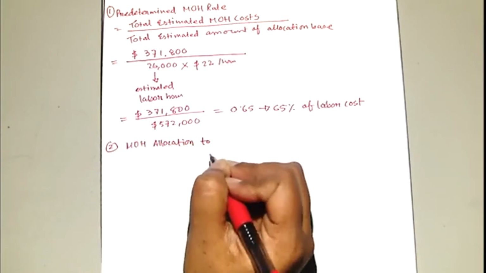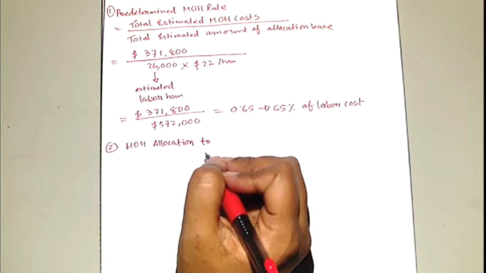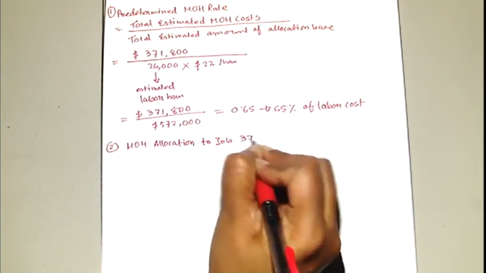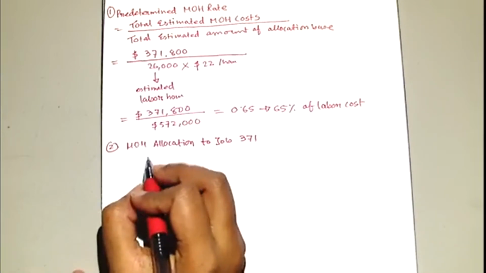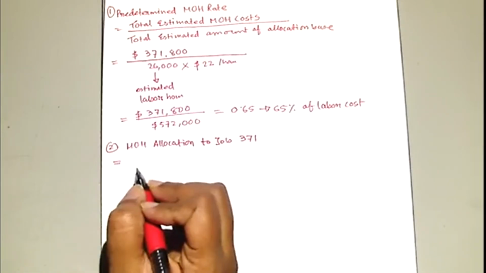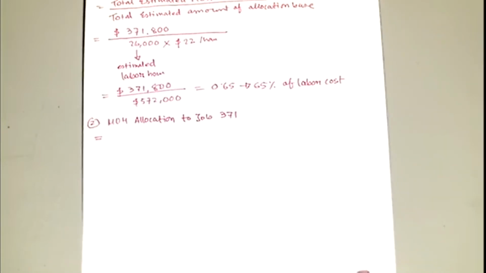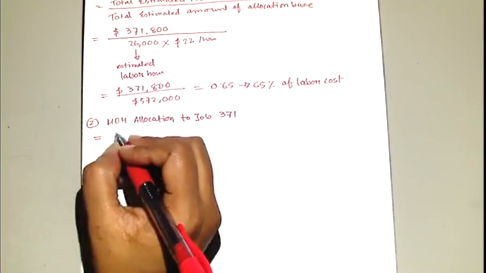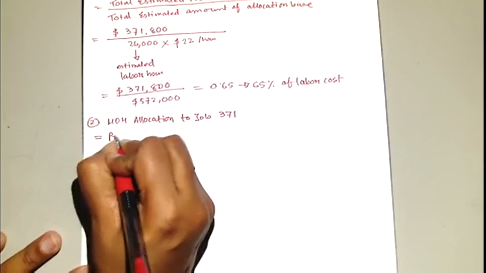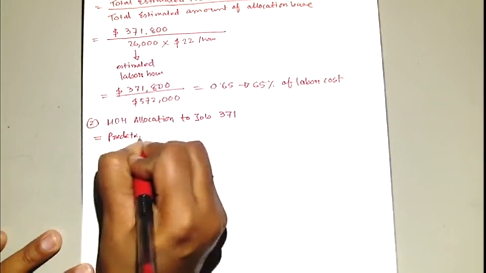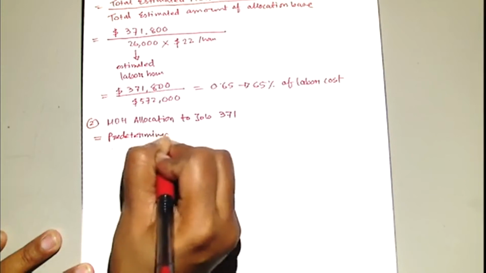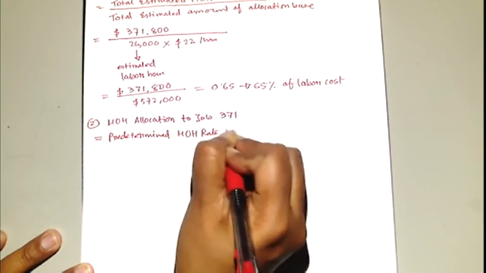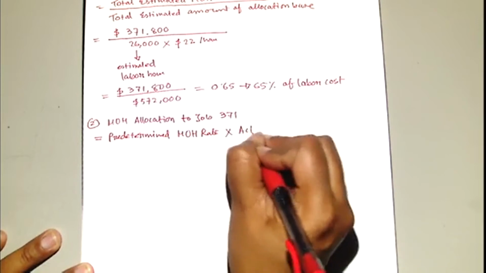Now, what is your manufacturing overhead allocation? Allocation to whatever the job number. What is the job number? To job 371. So this part is easy. You know the second formula. Second formula, write it again. It will take 20 seconds, but it will help you to remember. Predetermined manufacturing overhead rate times your actual allocation base.